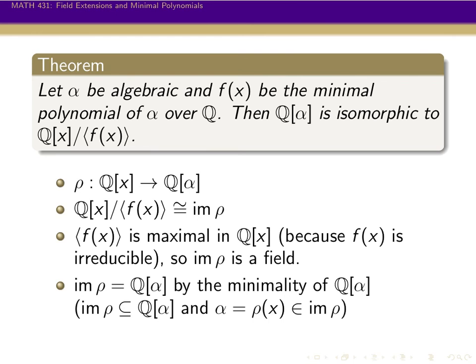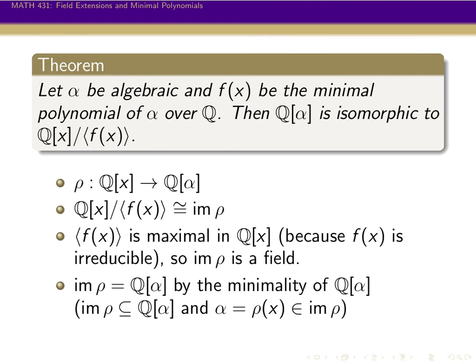Then this tells us that the image of rho actually has to be Q adjoin alpha. And this comes from the definition of Q adjoin alpha. We want Q adjoin alpha to be the smallest field that contains alpha. Because we have a homomorphism from Q adjoin x to Q adjoin alpha, the image of rho has to be inside Q adjoin alpha. But also alpha is going to be inside of the image of rho, because alpha is just what x gets sent to, and so it clearly is in the image.